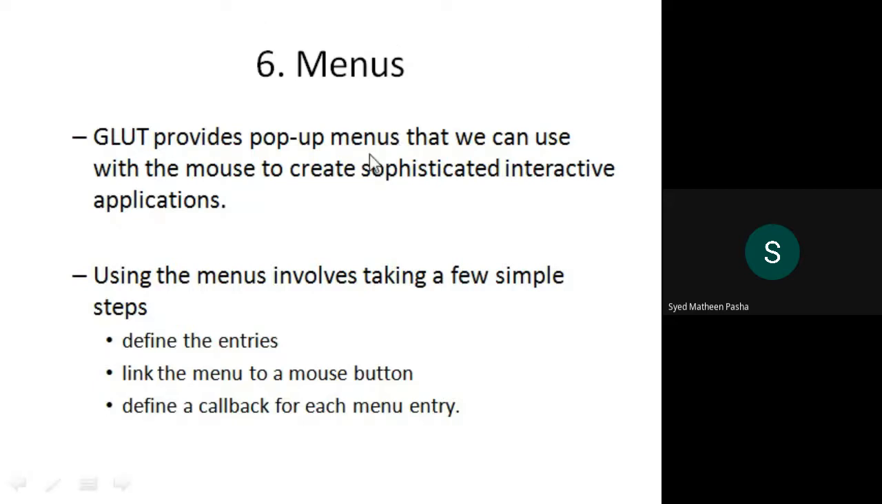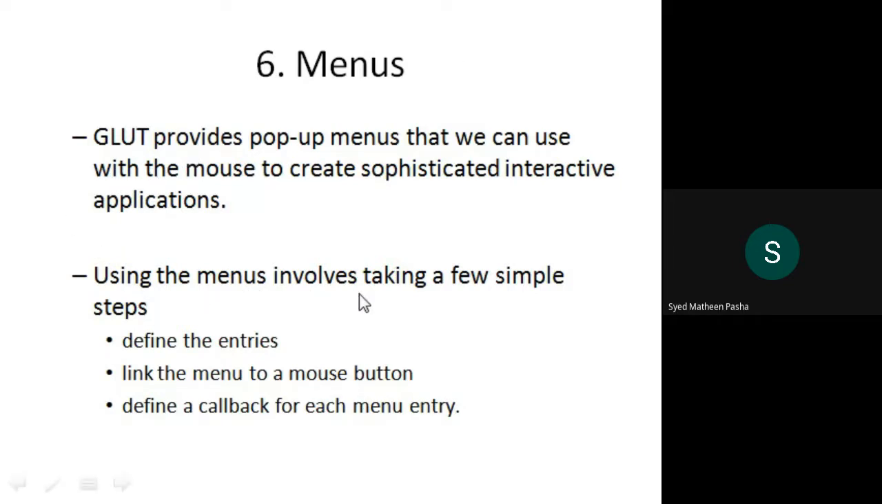Basically, GLUT provides pop-up menus that we can use with the mouse to create interactive applications. Suppose your next lab program will be displaying curves on your screen, that is, the display of a flag. For that output, if you give a right click of your mouse, it will show some options. Changing a color can be one option, and coming out of the program is another option. If you press exit, the program should come out of the output loop and return to the normal screen. So these are some of the menus which can be used in graphics.